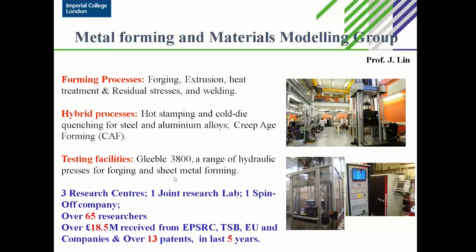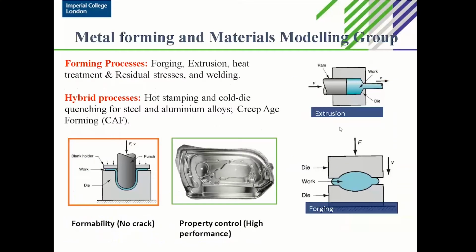So for the testing facilities, we have the Gleeble 3800. We also have a range of hydraulic presses for forging, sheet metal forming, etc. Okay, so now let's go to this topic.